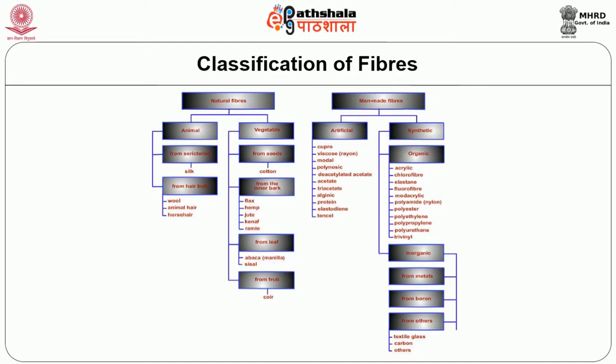Further, the man-made fibers are broadly classified as the artificial and the synthetic fibers. The artificial fibers are classified as cupro fiber, viscose or viscose rayon fiber, modal, polynosic, diacetate, acetylated acetate fiber, acetate fiber, triacetate fiber, alginic, protein, elastodiene and tensile fiber. The synthetic fibers are classified as organic, which are acrylic, chlorofiber, elastane, fluorofiber, modacrylic, polyamide, polyester, polyethylene, polypropylene, polyvinyl, and these are further classified as inorganic fibers such as from the metals and the boron fibers and other fibers like the textile glass, carbon, and others.